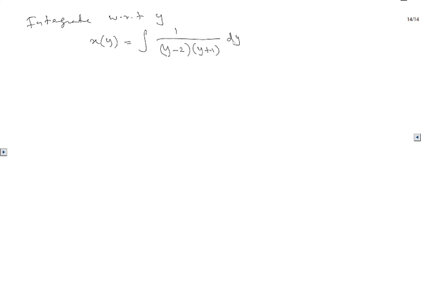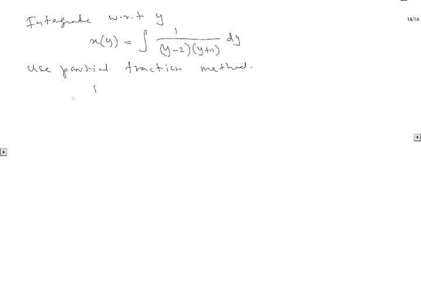How to integrate this? You know that to integrate this, you have to use the integration by parts, not integration by parts, partial fraction method. Okay, so we're going to use partial fraction method.